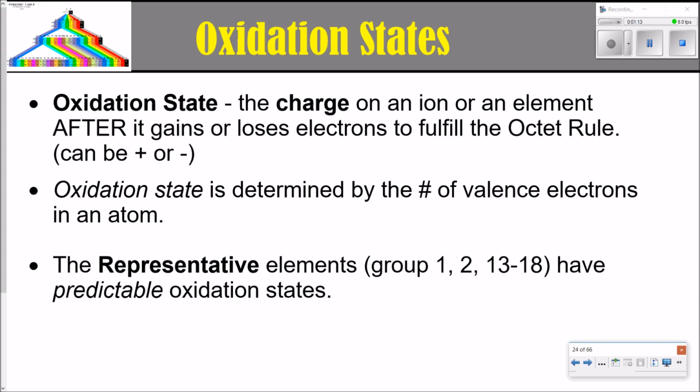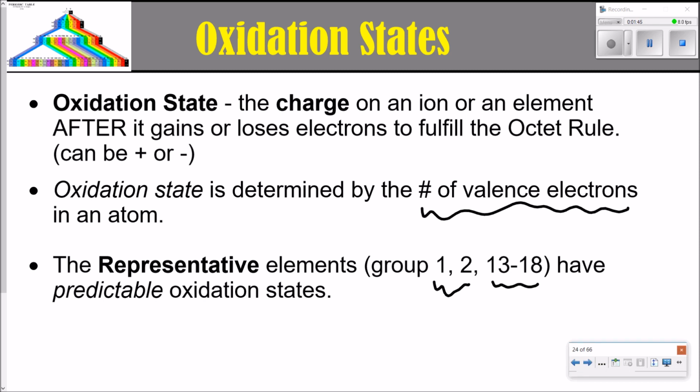So an oxidation state is going to be the charge on an ion or an element after it has gained or lost those electrons to fulfill the octet rule. And this can either be a positive oxidation state or a negative oxidation state. And overall, it's going to be determined by those number of valence electrons in the atom. The representative elements, remember, those are groups 1 and 2, the alkali and alkaline earth metals, and groups 13 through 18. Those are going to have predictable oxidation states we're going to be able to predict using the periodic table.